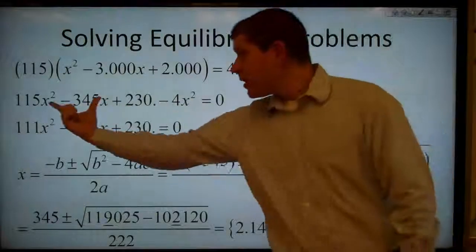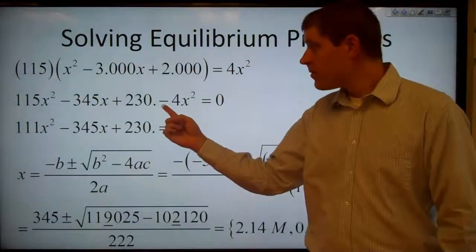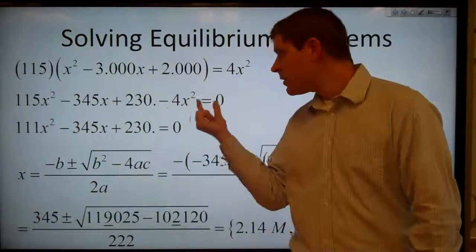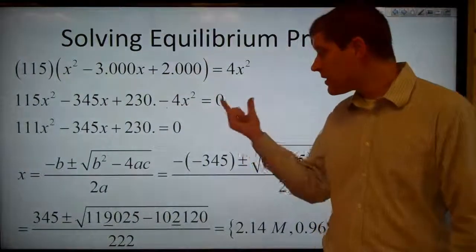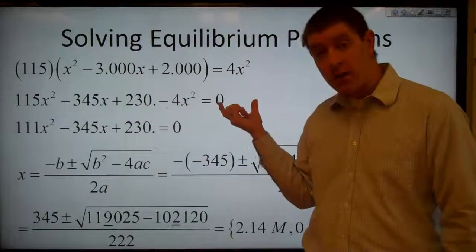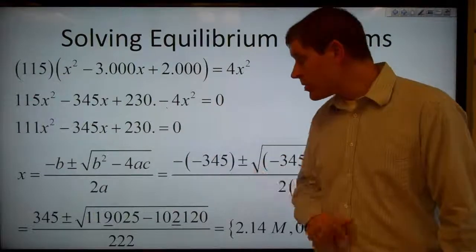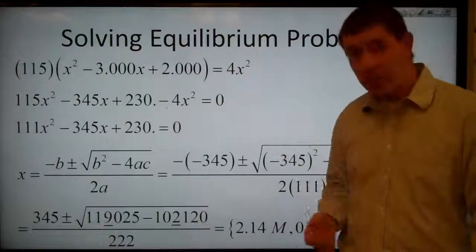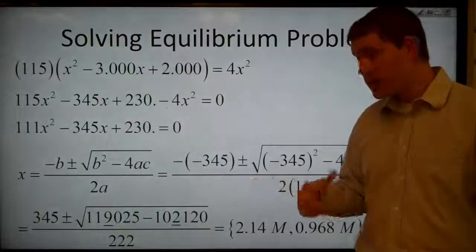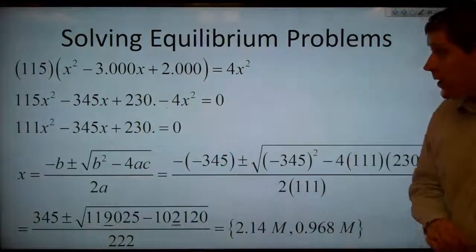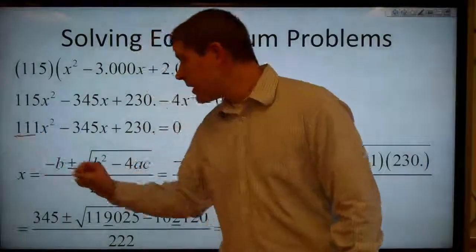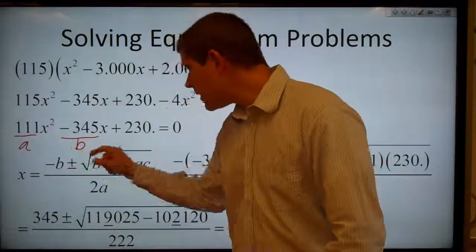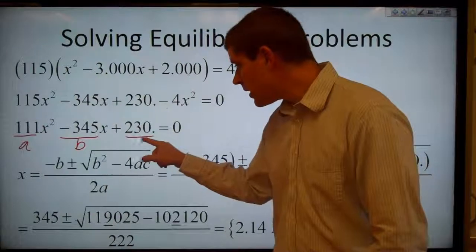So now I have the 115 times this set of parentheses, minus 4x squared, and that's now equal to 0. So now I've got that quadratic expression equal to 0, and now we can use the quadratic formula. X equals the opposite of b plus or minus the square root of b squared minus 4ac all over 2a. And we can plug in the values. Remember here that 111 is a, the negative 345 is b, and the 230 is c.